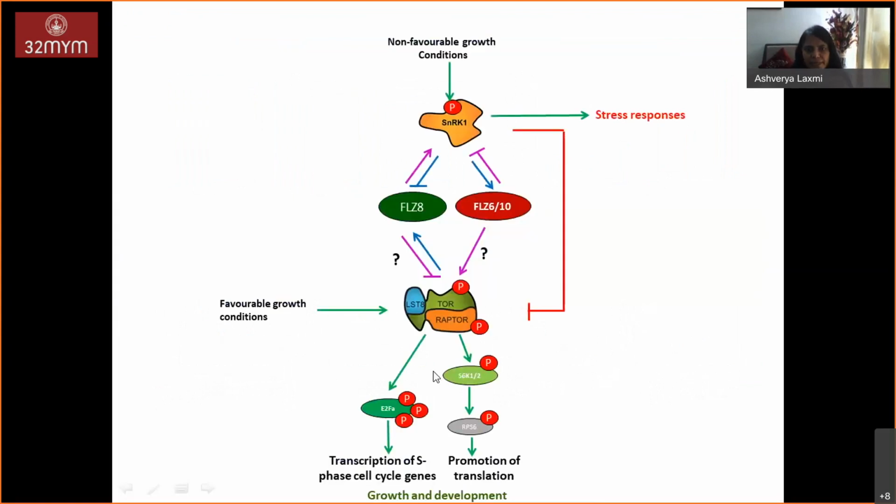So basically, this is where I have placed FLZs. They coordinate the action dynamics between SnRK and TOR, which are the master regulators of plant growth, development, and stress responses. And they help the plant to decide which way to go, whether it has to go for growth and development or it has to go for the stress responses.